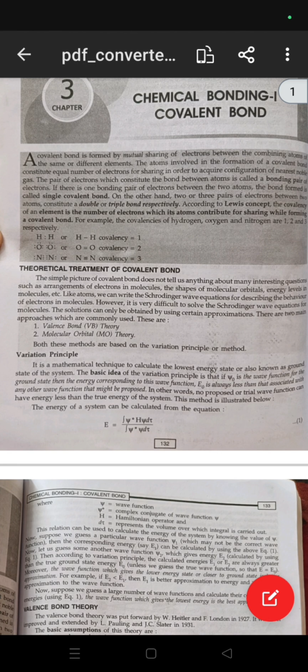Variation principle. It is a mathematical technique to calculate the lowest energy state, also known as ground state, of the system. The basic idea of the variation principle is that if psi is the wave equation for ground state, then the energy corresponding to this wave equation, E naught, is always less than that associated with any other wave equation that might be proposed. In other words, no proposed or trial wave function can have energy less than the true energy of the system. This method is illustrated below.